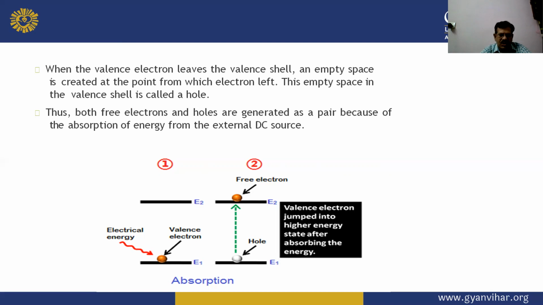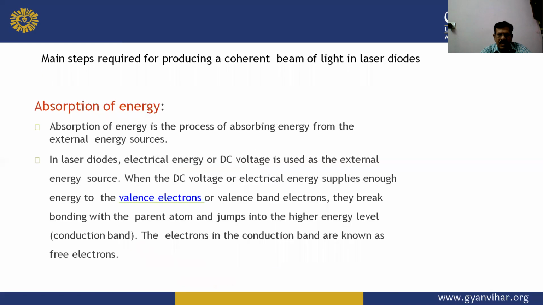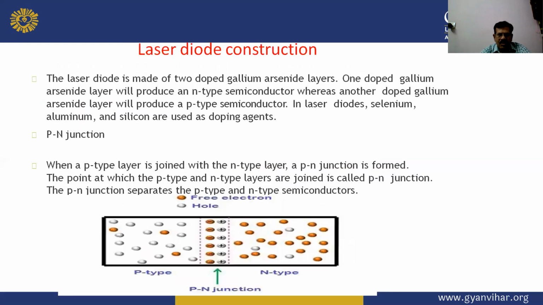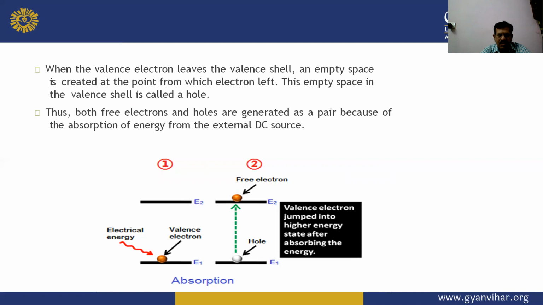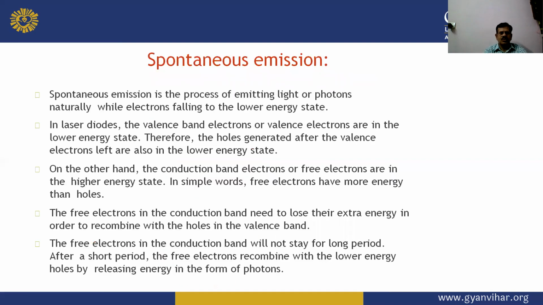So this is the process of the laser diode. Spontaneous emission. What is the spontaneous emission which occurs in the laser diode? Spontaneous emission is the process of emitting light or photons naturally while electrons fall to the lower energy state.